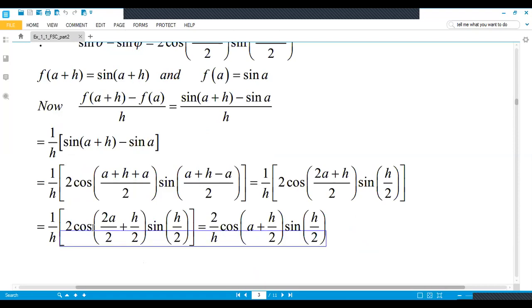So 1 over h, 2 cos (2a over 2 plus h over 2), means that the 2 is separately divided, 2a over 2 and then h over 2. So you get 2a over 2 plus h over 2 and sine h over 2. This 2 and this 2 cancel. So you get 2 taken common, 2 over h cos(a plus h over 2) sine h over 2. So this is the third part of exercise 1.1 question number 2.